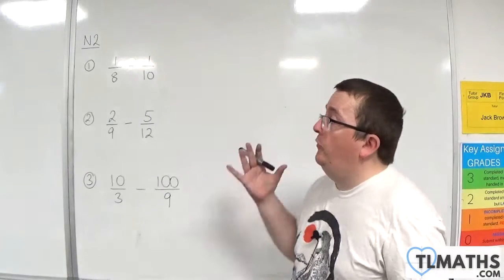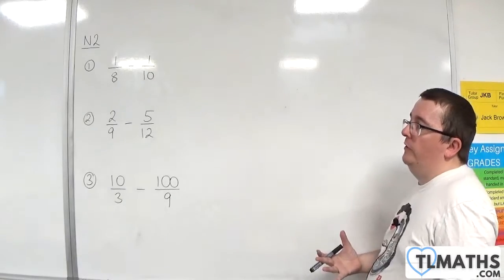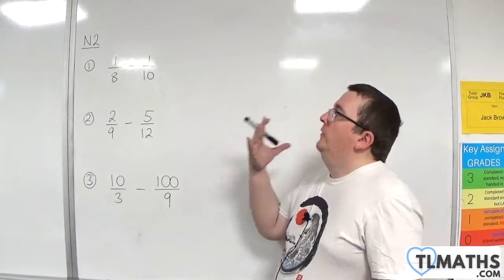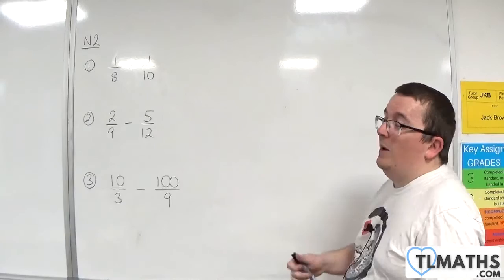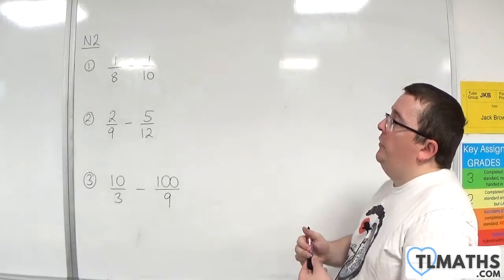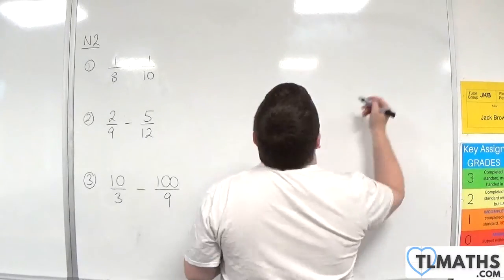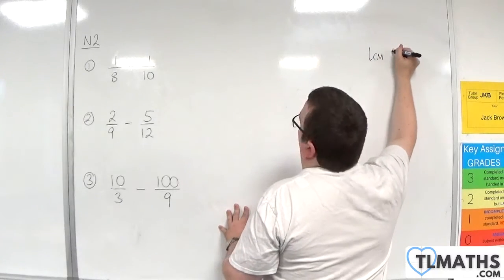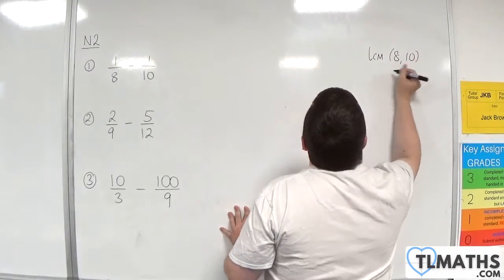In this video, I want to go through some examples of subtracting fractions with different denominators. So first of all, 1/8 take away 1/10. Let's do this using lowest common multiple first. So the lowest common multiple of 8 and 10.